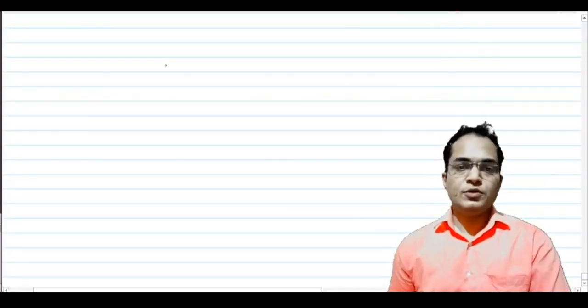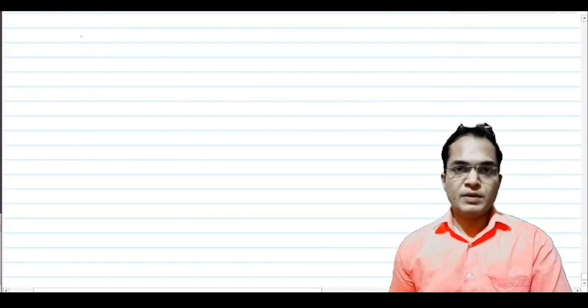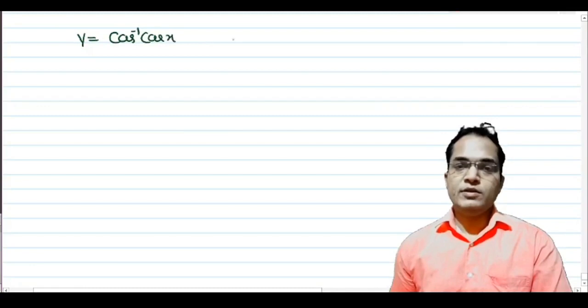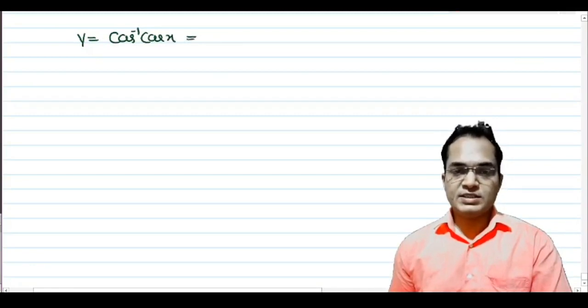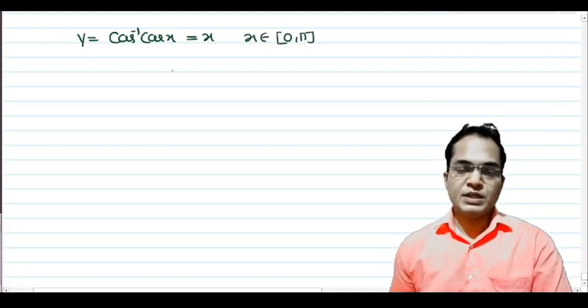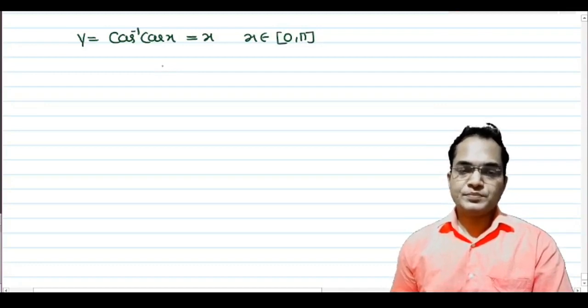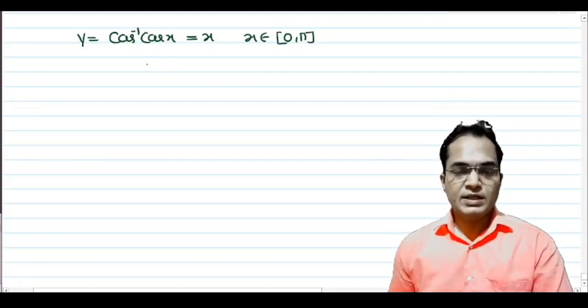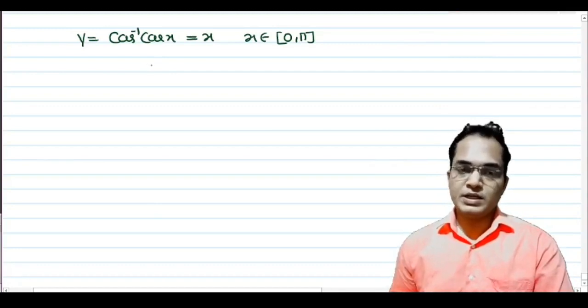Now in this video we are going to study, after sin inverse sin x, cos inverse cos x. Okay, in property number 1, the second function, y equals cos inverse cos x. What is the value of cos inverse cos x? Obviously it is x when x belongs to 0 to pi. The reason for this is obvious, as we discussed earlier. Cos inverse cos x becomes x if x belongs to 0 to pi.